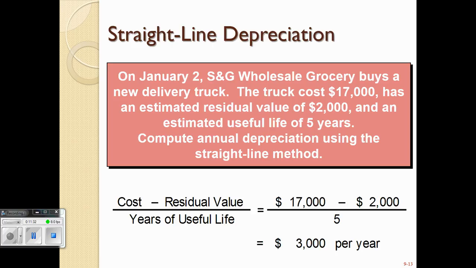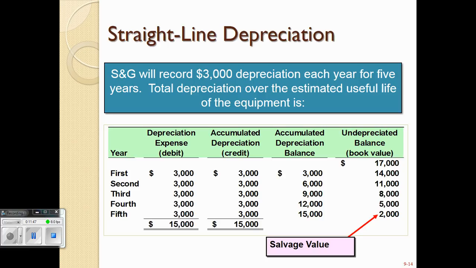So notice what they did. They took the $17,000, which is the cost. They subtracted the residual value, $2,000, and they're going to use it over 5 years. So they're going to get $3,000 worth of depreciation per year. Okay, so notice what happens. Every year for the 5 years, they're going to depreciate at $3,000.